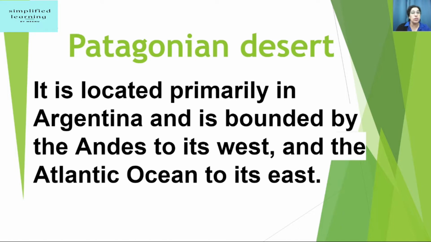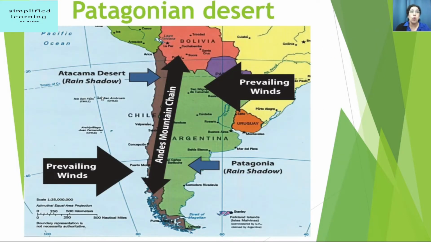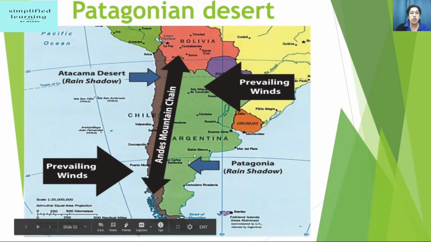So, Patagonian Desert is located primarily in Argentina and is bounded by the Andes to its west and the Atlantic Ocean to its east. So now let's try to understand why this area is a desert. Okay, so you can see the location. So this is the location of Patagonian Desert. Yes, it comes in the rain shadow area.